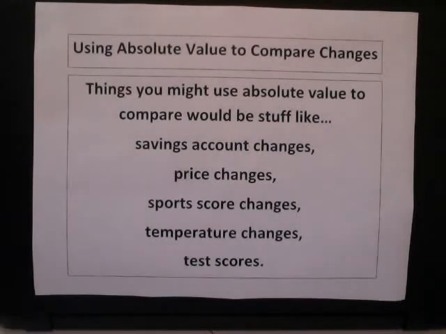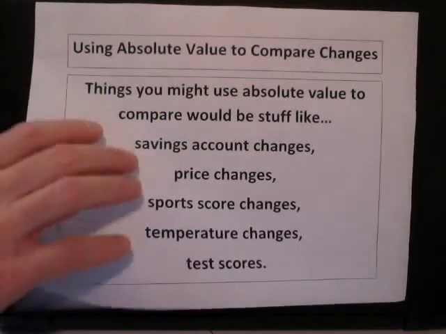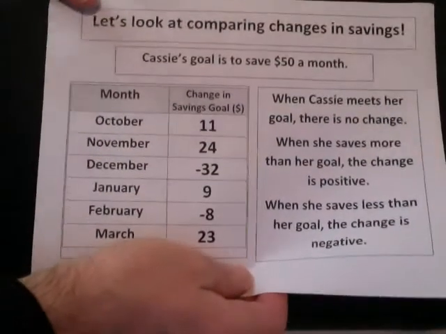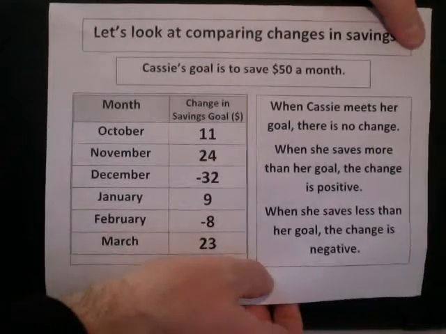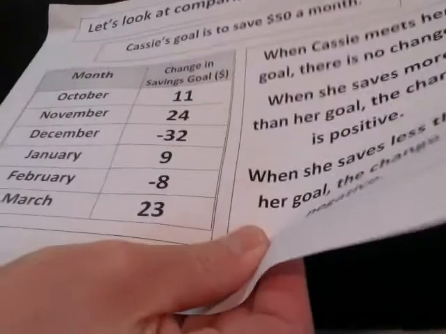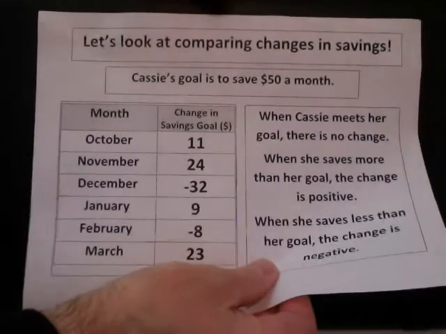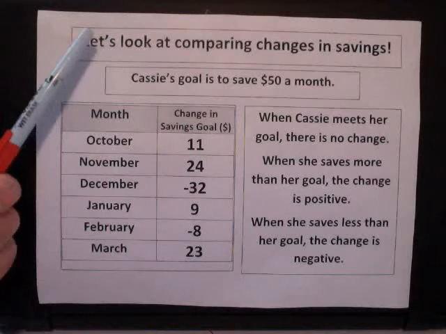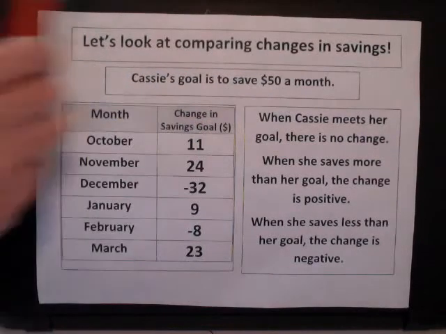So anyways, what we're going to do now is take a look at a couple more slides related to absolute value and how you would compare them. The first slide that we're going to talk about is looking at changes in savings. I'm going to move this down a little bit, make it a little easier for us to read. When we look at this, let's look at comparing changes in savings.